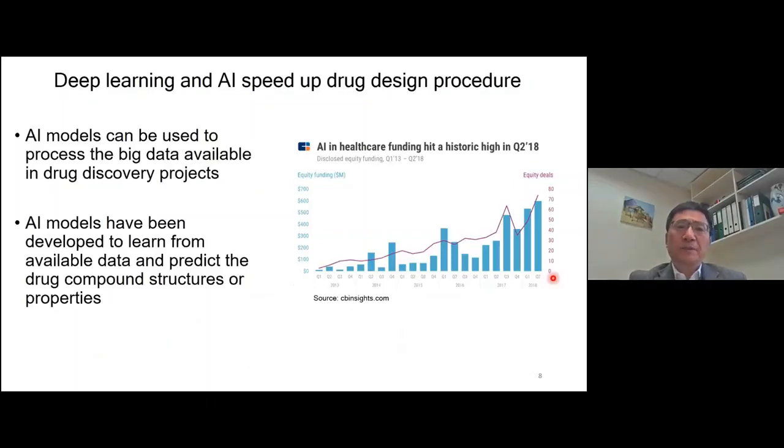Therefore, deep learning and AI will speed up drug design and drug development. In AI, models can be used to process the big data available in drug discovery projects. The models have been developed to learn from available data, and equally important, to predict drug compound structures and properties. This diagram shows AI in healthcare finding a historic high in the second quarter of 2018, and you can see the equity deals and so on increased dramatically.